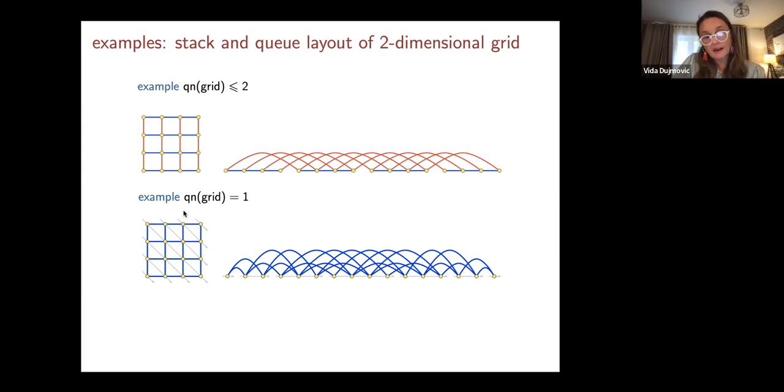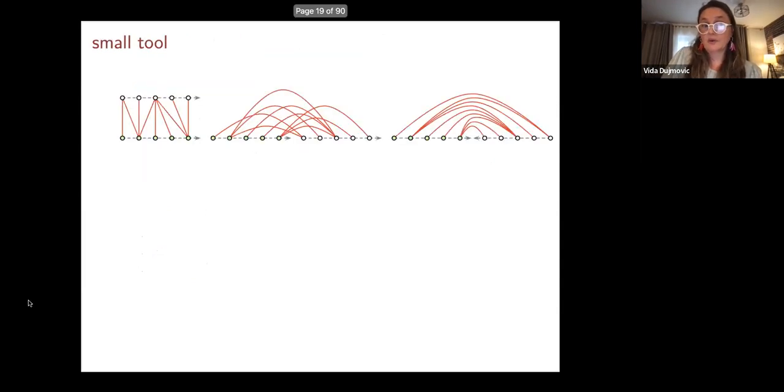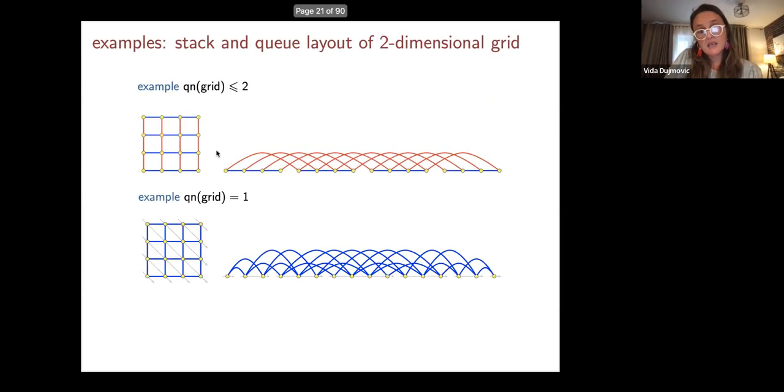If you pick your parallel lines to be like this, so these are your parallel lines, now look at what you have between any 2 of these lines. Between any 2 of these lines, you have a non-crossing blue graph. And that's exactly what the little tool requires. You have a bipartite graph in between with non-crossing edges. So if you layer these lines one after another, keeping left to right order, you're going to get a 1 queue layout of a grid.